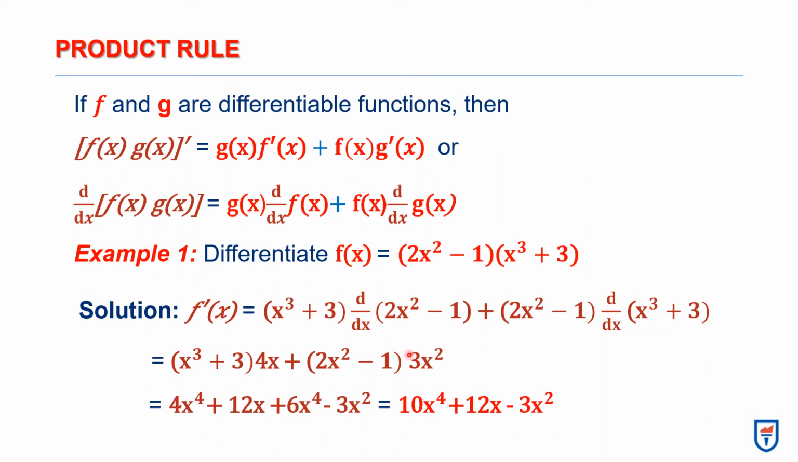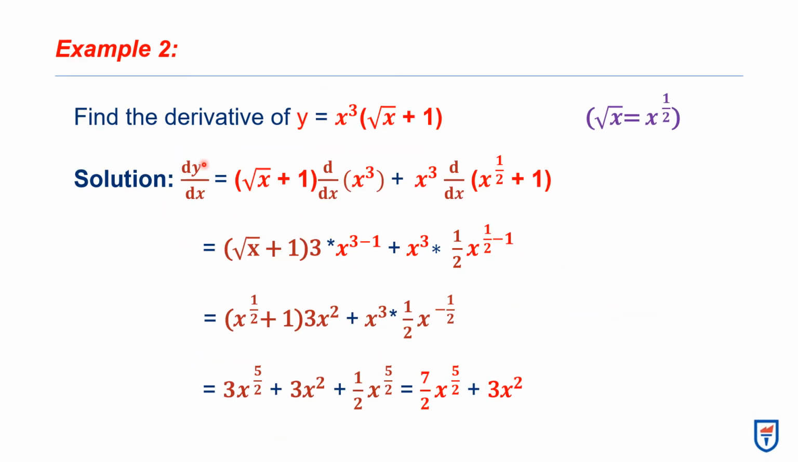And then we remove also the second bracket and say plus, then you say 3x squared times 2x squared, we're going to get plus 6x to the power 4. Then you say 3x squared times minus 1, we're going to get minus 3x squared. Then this reduces to our final answer of 10x to the power 4 plus 12x minus 3x squared, which is our derivative of this f(x) expression.